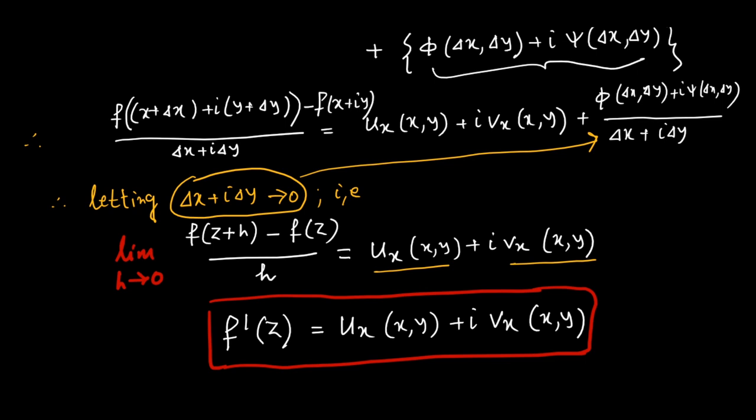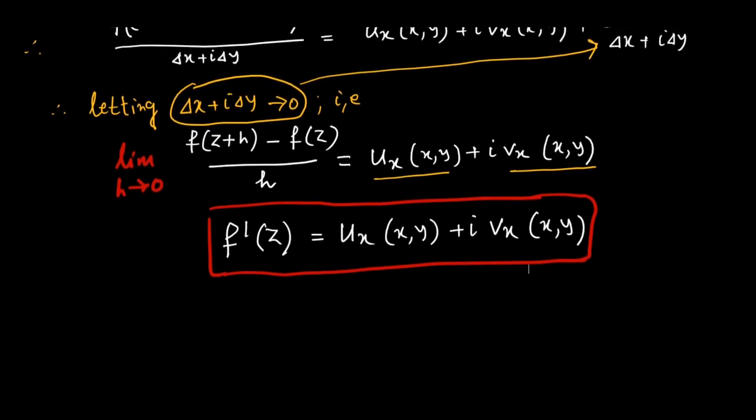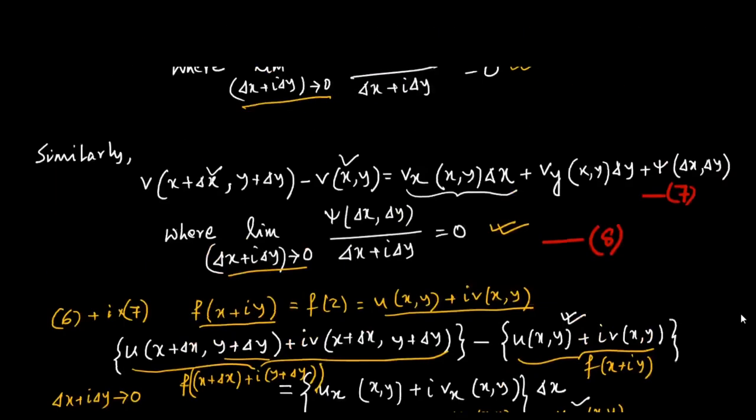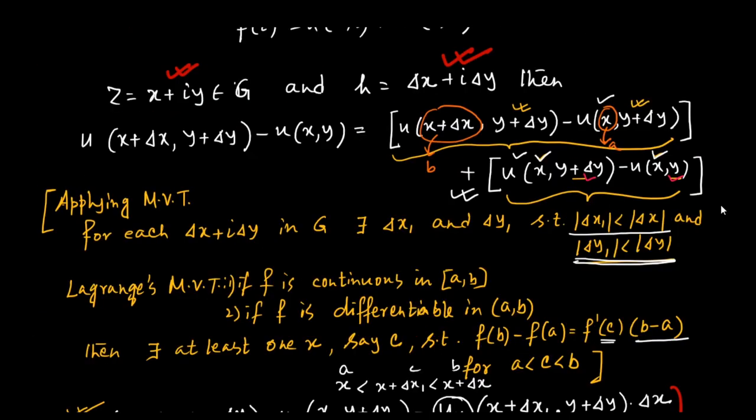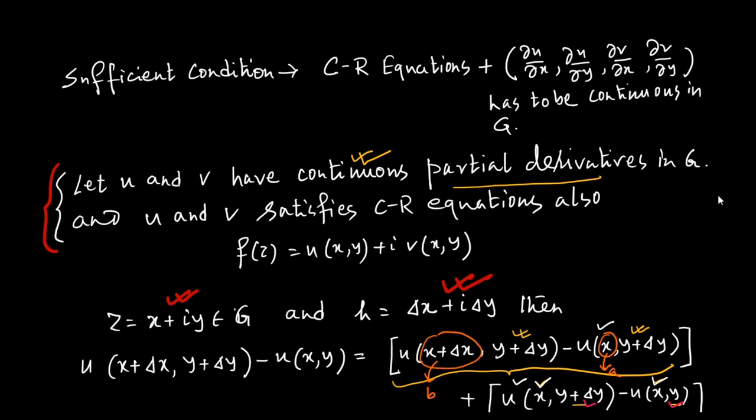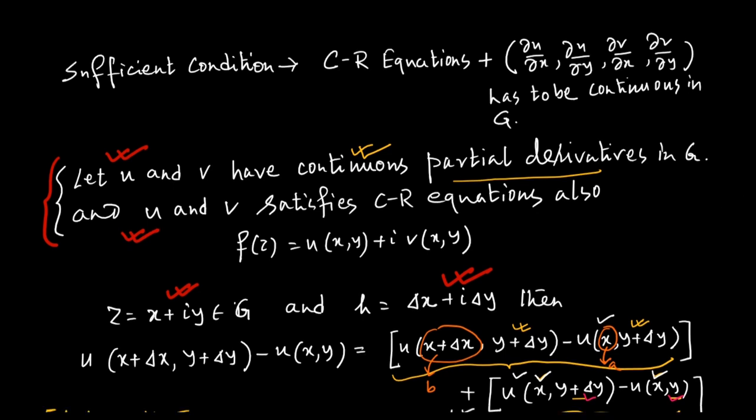Now, since ux and vx are continuous, f prime is also continuous. So f prime exists and f prime is continuous. That means f is continuously differentiable. That means f is analytic. Therefore, f is analytic. So we got that, as per our initial supposition, whenever u and v have continuous partial derivatives, and whenever u and v satisfy Cauchy-Riemann equations, then we can say that f is analytic.